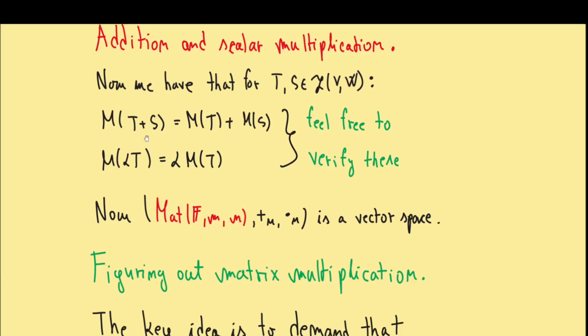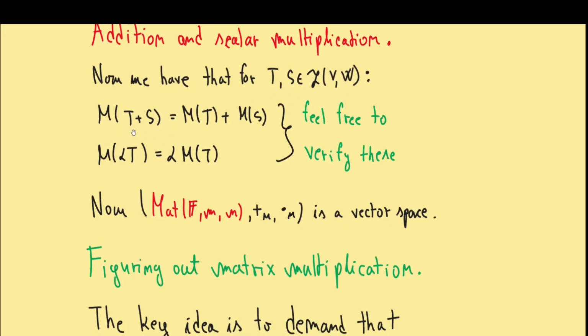So if, for example, we take two linear transformations and we add them up, so function addition, and then we take the matrix of that function, well, then it's the same as if we first took the separate matrices and then added them up. Same goes for scalar multiplication. If you take your linear transformation t, and get a new function by scalar multiplying the transformation t and then take the matrix of that, it's the same as if you had first taken the matrix of t and then just multiplied that matrix by your appropriate scalar.